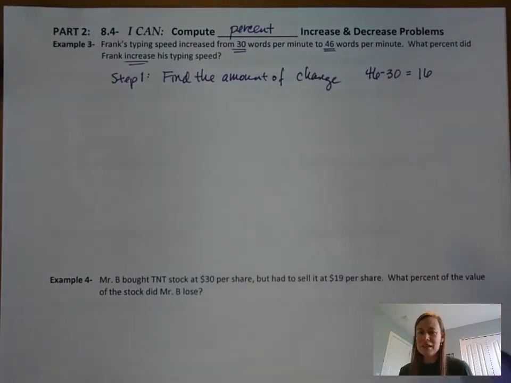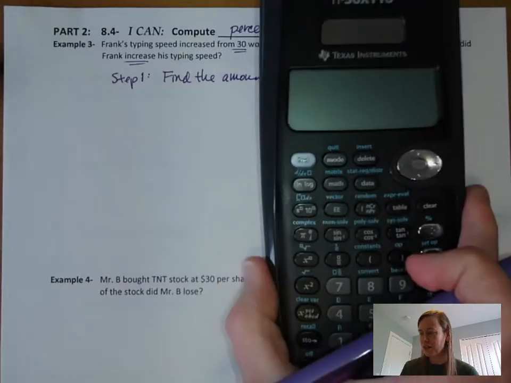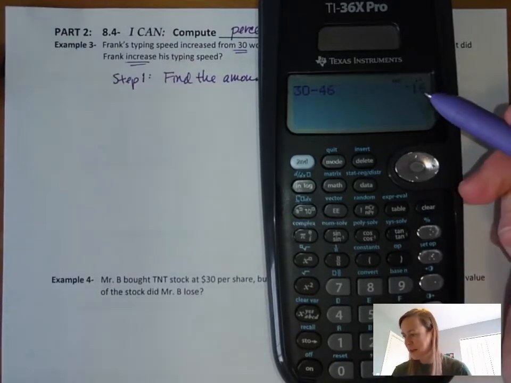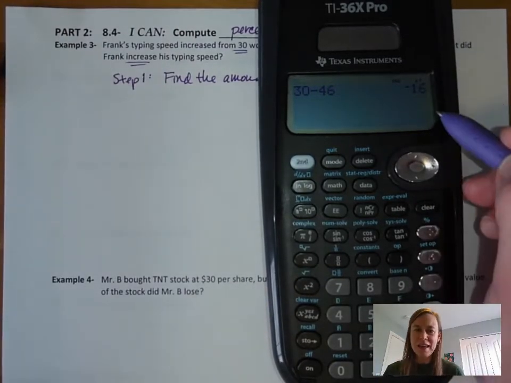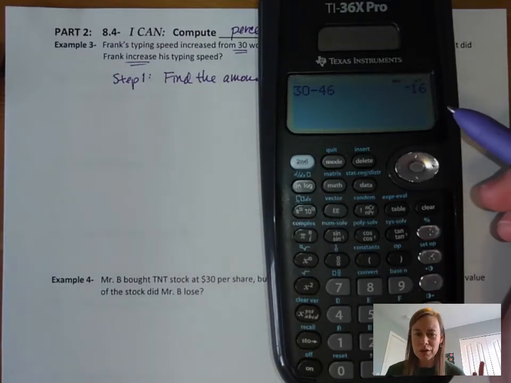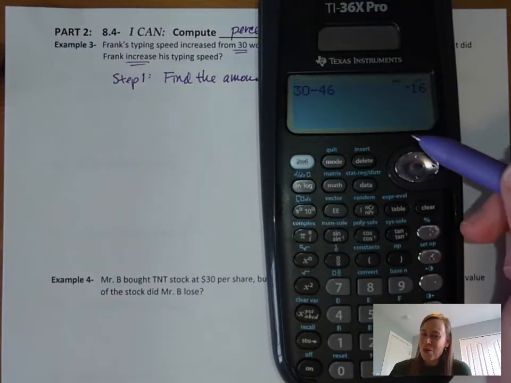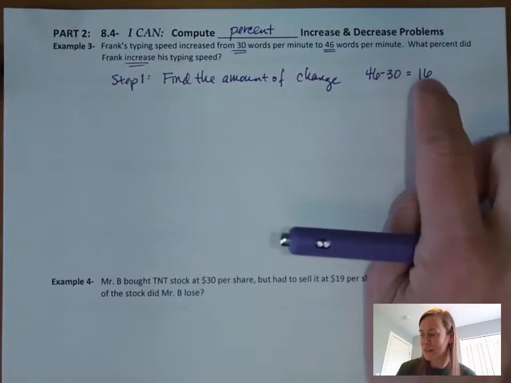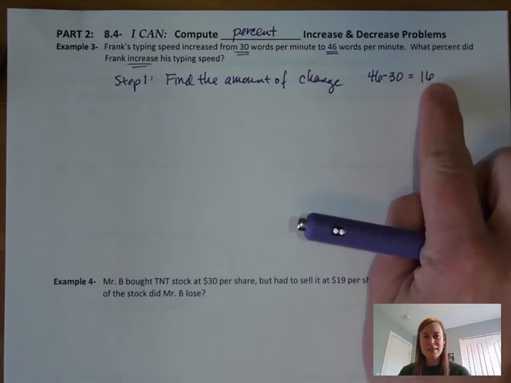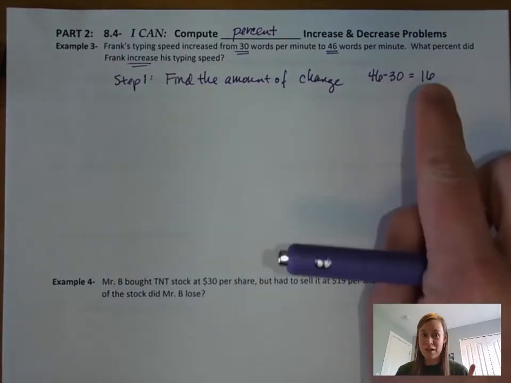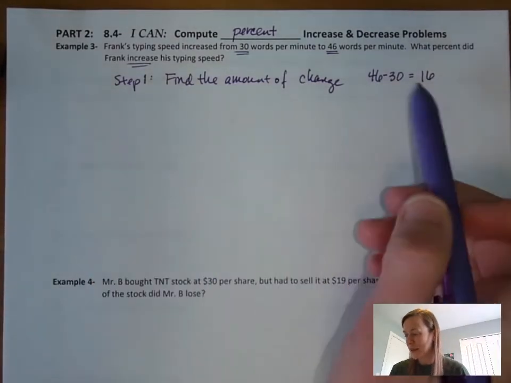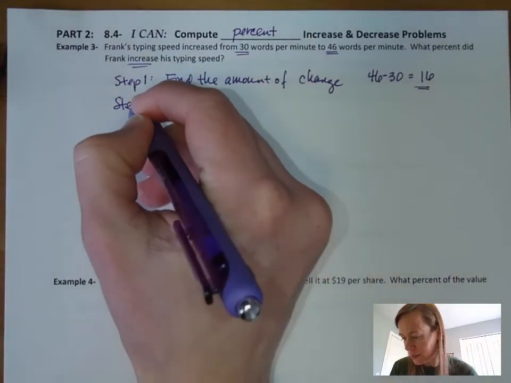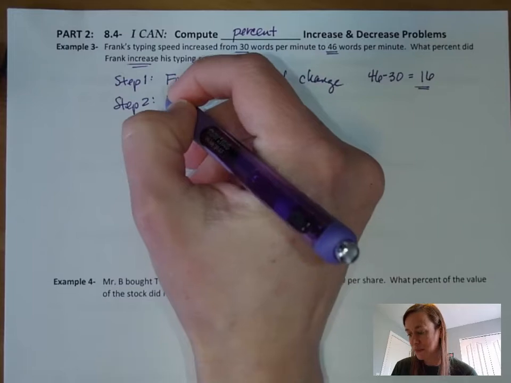But if you did 30 minus 46, if you put that in your calculator, here, let me show you. If you did 30 minus 46, see how it gives you a negative 16? If that happens, you could either change the order so it gives you positive, or you can just write it down without the negative sign. Just make sure that this number is positive, and then you'll be good to go, okay? So step 1 is to find the amount of that change. So we found it here as 16. And then step 2 is going to be to write your equation to find the percent.